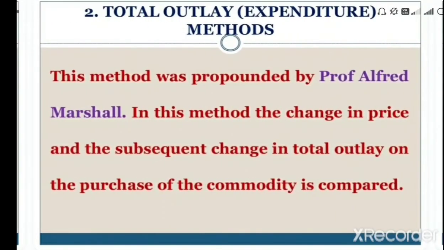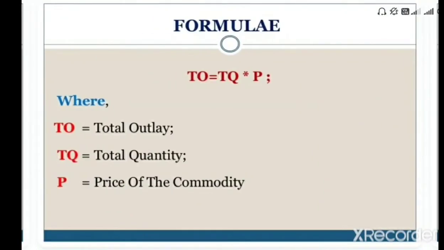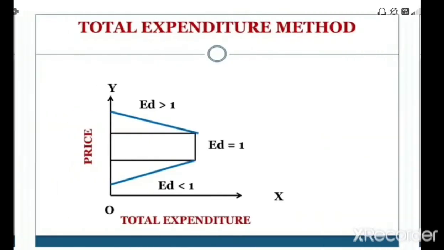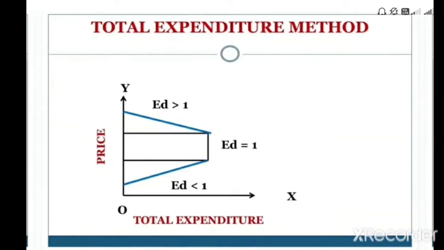And under the second method, that is the expenditure method, you have to write that this is given by Marshall, and here we compare the elasticity of demand based on the expenditure we are doing in the market. And this is the formula to calculate the expenditure. If the expenditure is constant, elasticity of demand is constant, that is 1. If the expenditure is increasing, elasticity of demand is greater than 1. If the expenditure is decreasing, elasticity of demand will be less than 1. This graph is not in your syllabus, that is, it is not included.